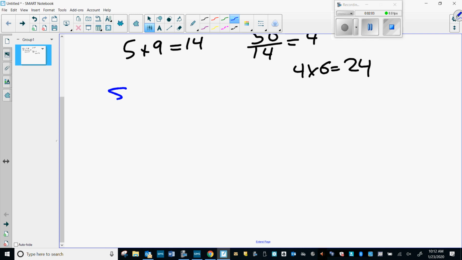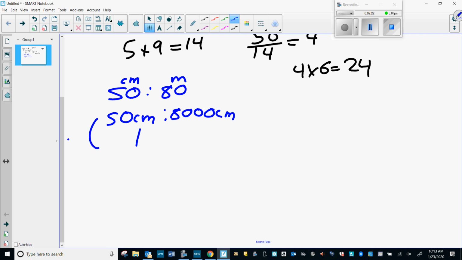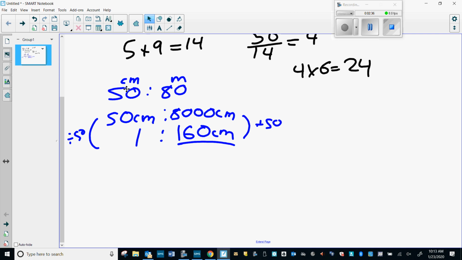So I did 50 to 80, both centimeters and meters. And I did 50 centimeters to 8,000 centimeters. Perfect. So then to get 1, I divide by 50. So I divide by 50 on this side to get 160 centimeters. Yeah, you actually don't need the sentences, you can just write 160.